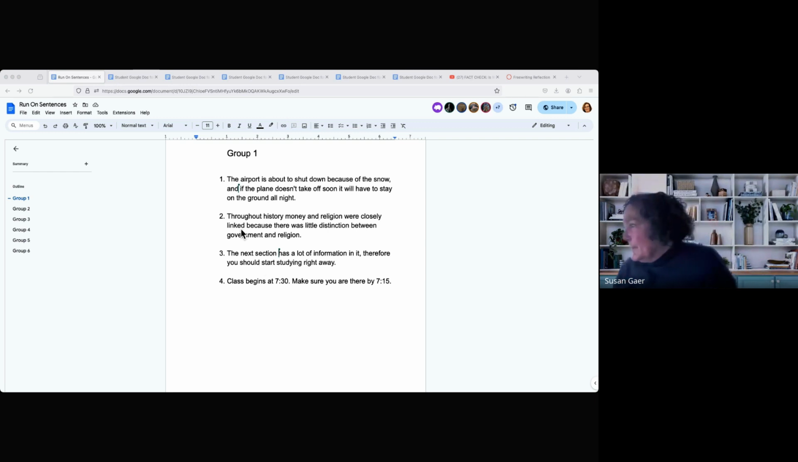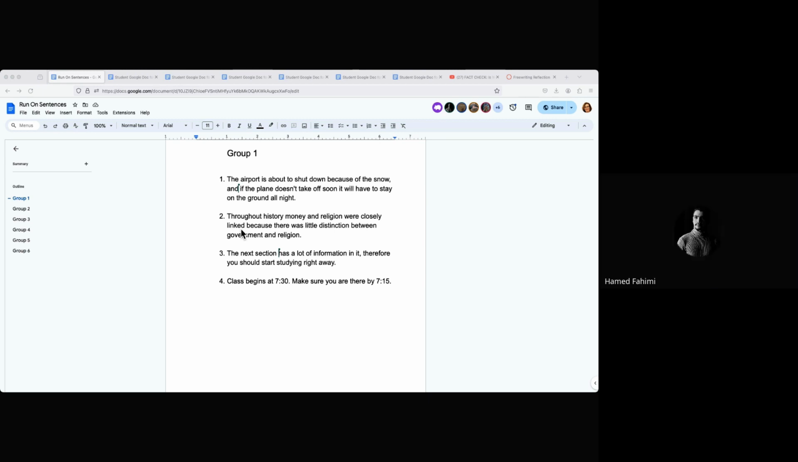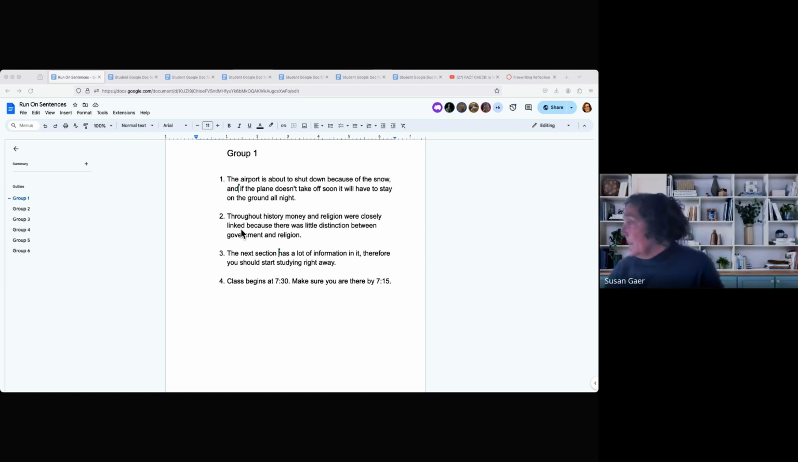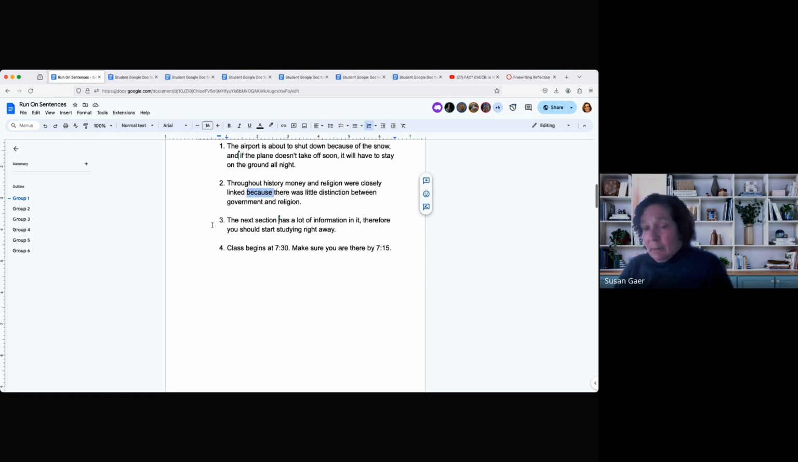So this is just group 1, it's random. The airport is about to shut down because of the snow, and if the plane doesn't take off soon, it will have to stay on the ground all night. How would you want to fix this one? You put a comma, but it's still a really long sentence. I just put it, Professor, but I think somebody removed it after soon. Okay, yeah, put the comma back there, and that'll be good then. I like number 2 the way you did it, because that's very good. It shows a distinction. Okay, Parwana: the airport is about to shut down due to the snow, and yeah, that's good. There are many ways to fix it.